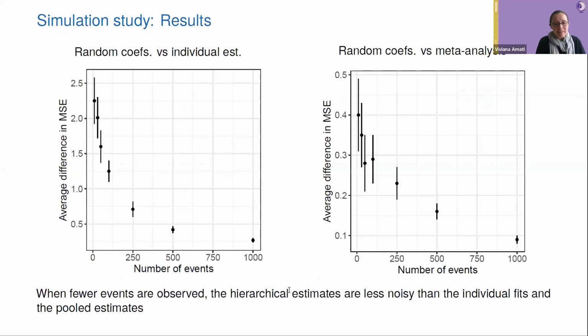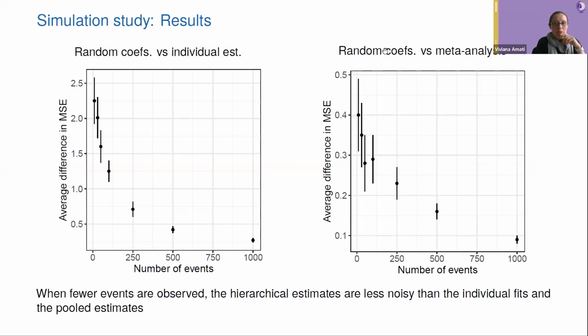So briefly, here are the results. On the x-axis, you see the number of events. On the y-axis, the average difference of the MSE. On the panel on the left, you see the comparison between the random coefficient and the individual estimates. What we observe is that the difference in the mean square error decreases with the number of events, but in general this variance is also quite large when we have a small number of events, meaning that the hierarchical estimates are usually less noisy than the individual fits.